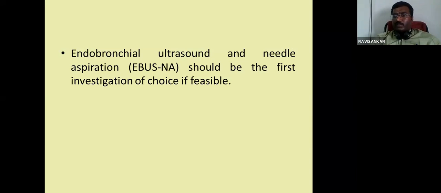Definition of a suspicious lymph node is based on the character. One is size, 1 centimeter. Another is the shape of the node, oval nodes. Any PET-CT uptake nodes, you have to be very, very careful.